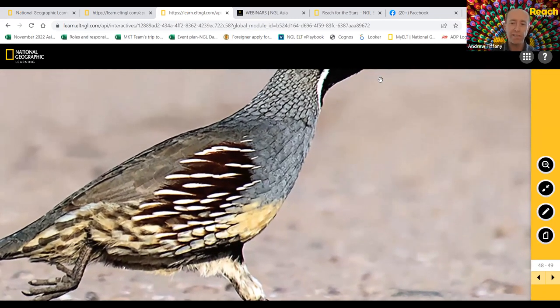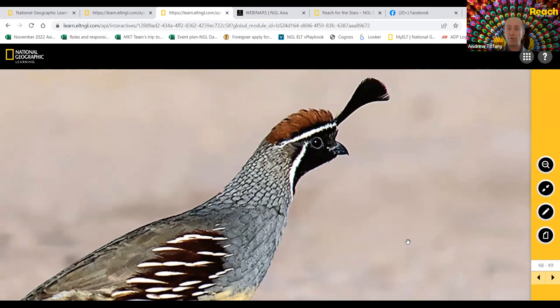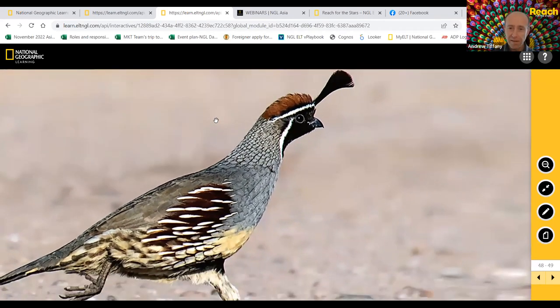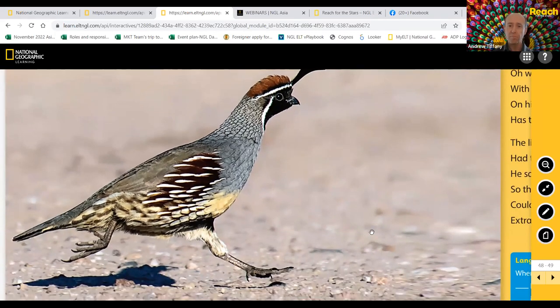Oh, there's some more black and some white. It looks like a quail, Zebo. Yeah, it is. Look at that. It's a quail. Let me zoom out. It's a quail. There we go. Wow, that's a cute little quail.